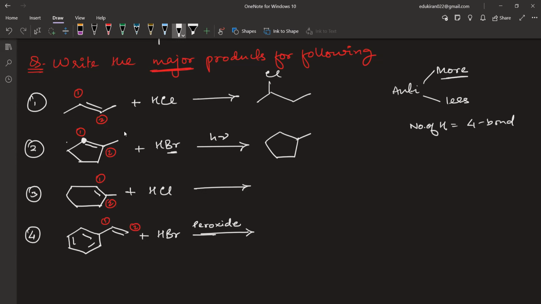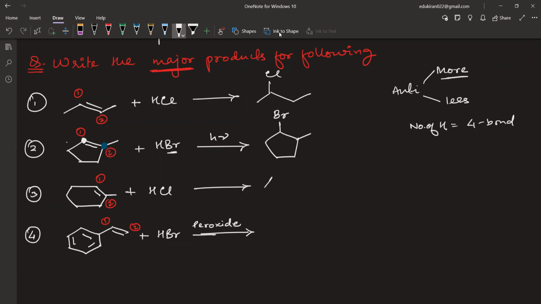Okay, fine. And how many hydrogens will be there in this carbon, the blue carbon? How many bonds does it have? 4. So it will have 0 hydrogen, right? Now tell me, where do we have more hydrogens? In the first. So the Br will attach on the first carbon. This 1 and 2 is not the number of hydrogens. I have just labeled it as the first carbon or the second carbon.